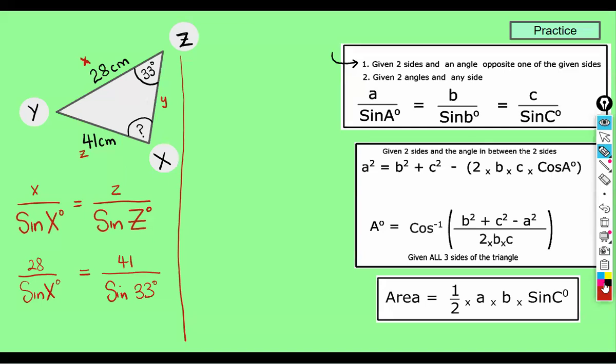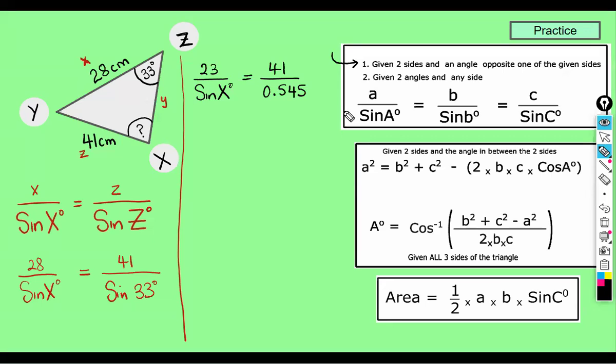I'm going to get red. These are different colors. Getting boring here. 28 divided by sine X is equal to 41 over sine 33. Sine 33 to 3 decimal places is 0.545, not 0.544. If you round it off properly, it's 0.545. I'm double checking it. 0.545. Correct.